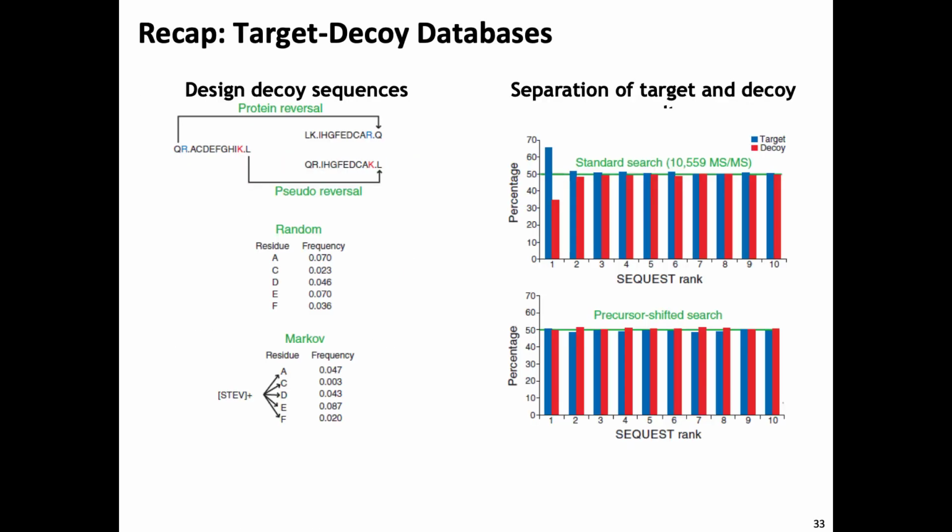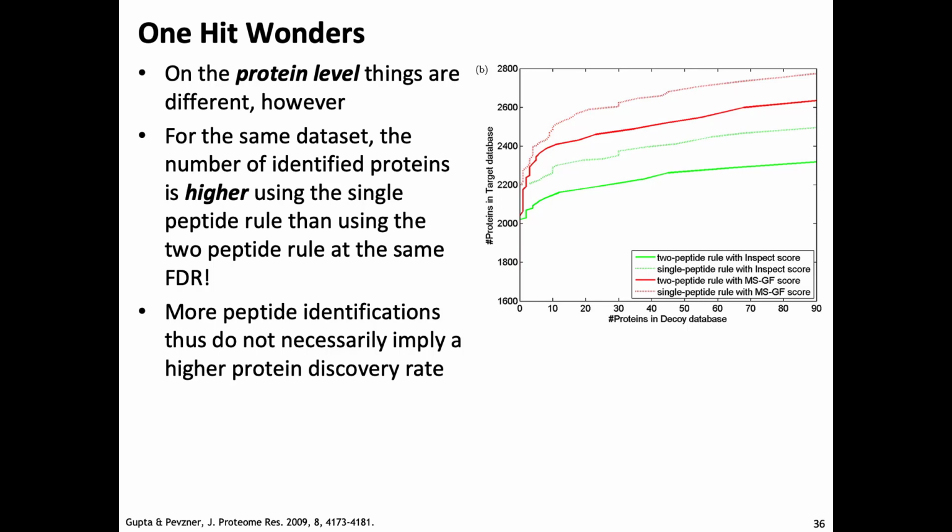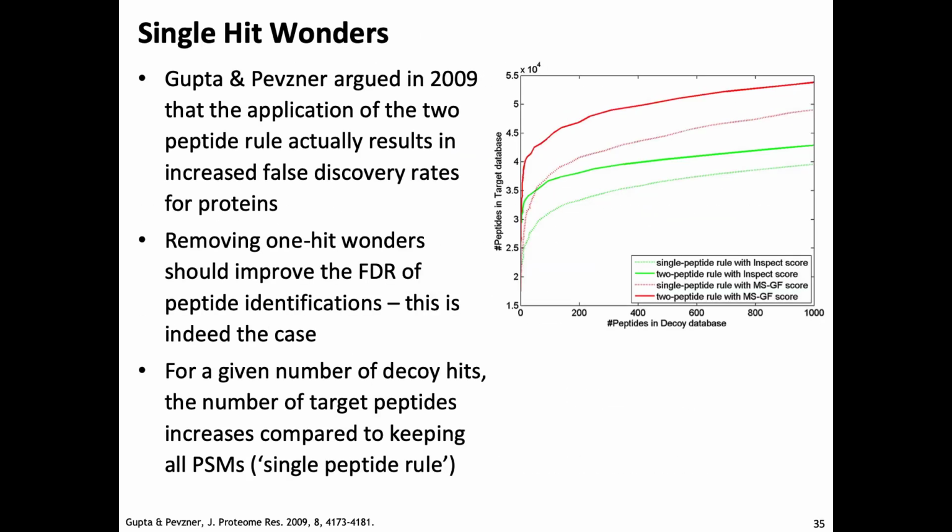Let me skip forward a bit because we're running out of time. When I said earlier that 1% FDR on the peptide level, or on the PSM level, does not mean that we have 1% FDR on the protein level. And this is particularly true if you have large-scale experiments. Can you imagine why that might be the case?